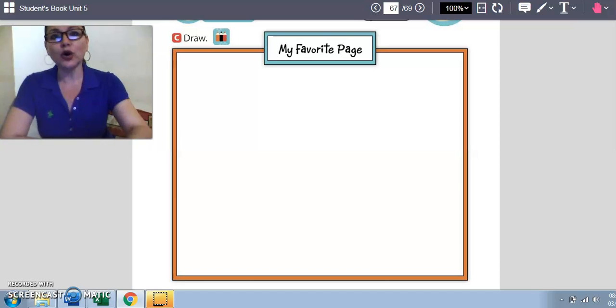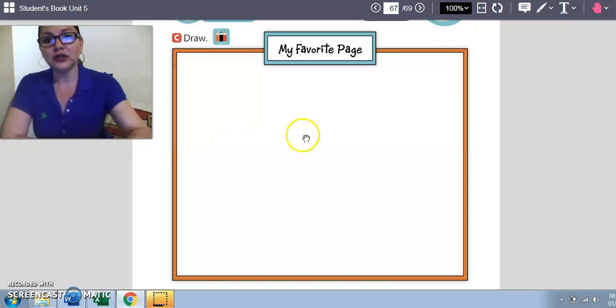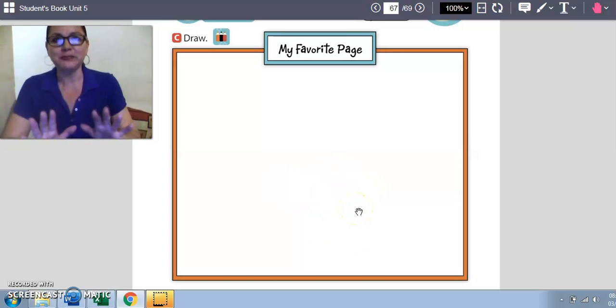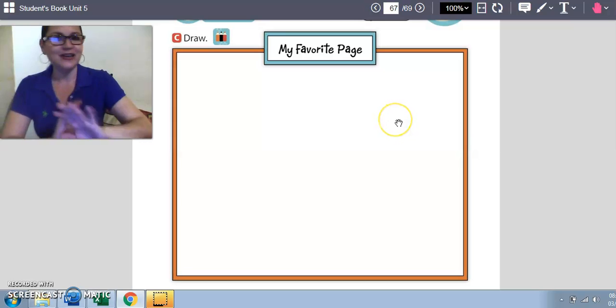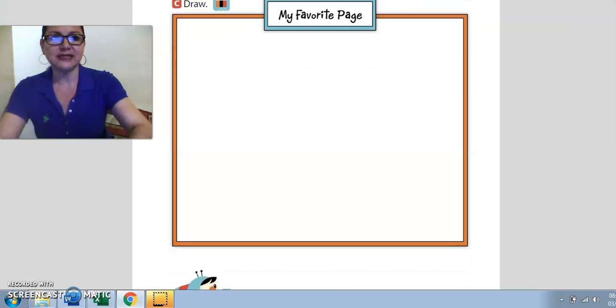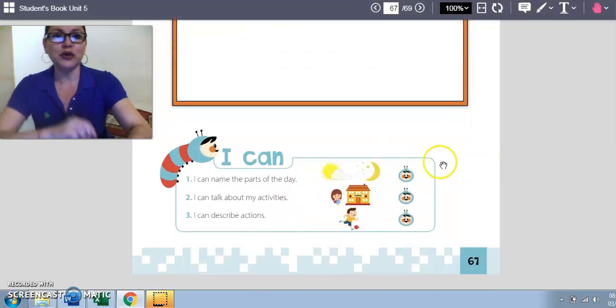Okay? What are we going to do here? Look at the page number 67, okay? My favorite page. Please, you are going to draw, dibujar, draw. You are going to make a picture about your favorite page in Unit 5. Just Unit 5. Solo las páginas de la unidad 5, okay? Choose page. Make the picture, okay? Just that. Color the picture, okay? When you finish this, please, we are going to mark this, okay?